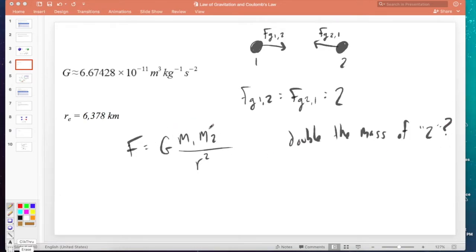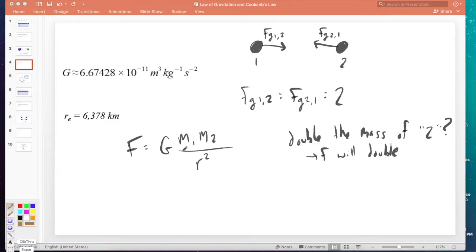Well, we don't even need to plug numbers in. I just have to do some mathematical reasoning. If I double this number right here in the numerator, what's going to happen to the force? It's also doubled. Basically, whatever I do to one of these masses, the same thing will happen to the force. If I tripled the mass of object 2, the force will triple.